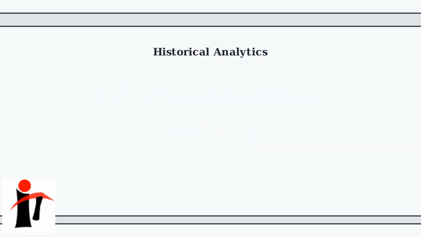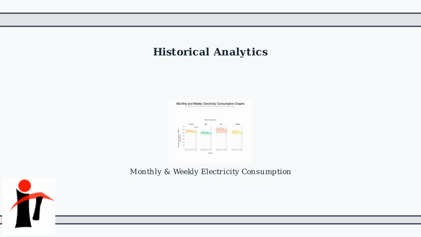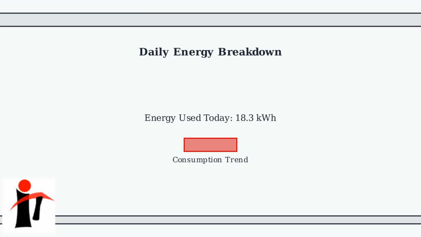The Tesla app provides detailed historical analytics for your energy usage. You can view breakdowns by day, week, and month to understand consumption patterns over time. For daily views, track your energy consumption throughout the day. The app shows real-time updates and trends, helping you identify peak usage times.